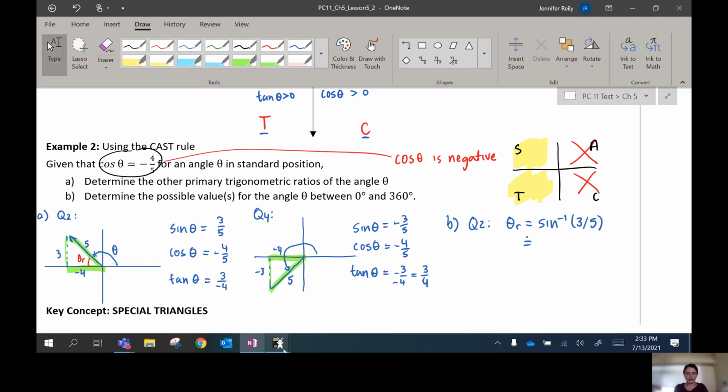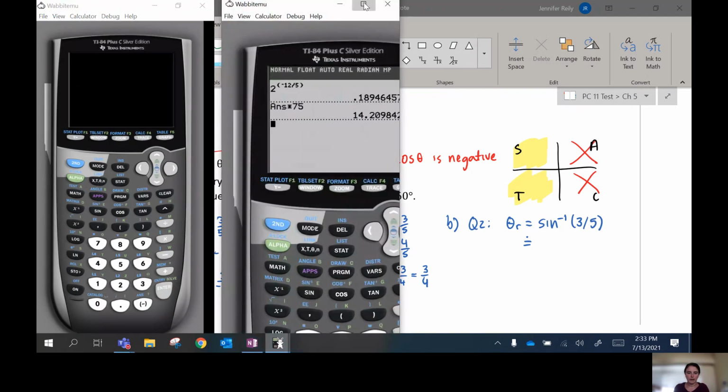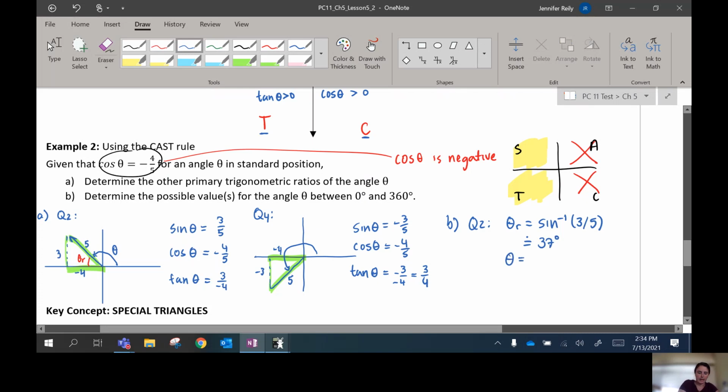And this is going to be a decimal number. I'll open a new calculator here. I don't know why it turns black, but we're going to make sure we are in degree mode. Okay, so I'm going to go sine -1 of 3 divided by 5. And I get 37 degrees approximately. So then that would mean theta would be 180 minus that reference angle. So it would be 180 minus 37, I don't trust my mental math, 143.